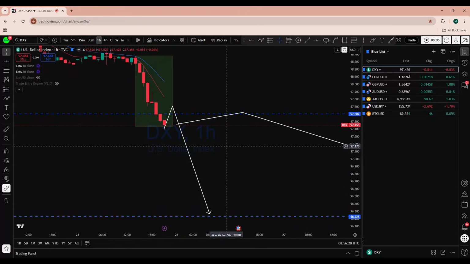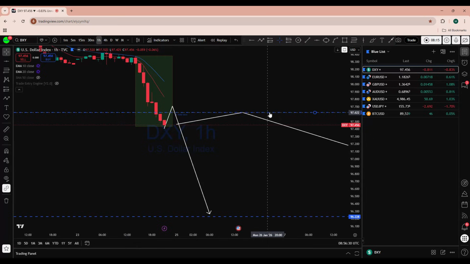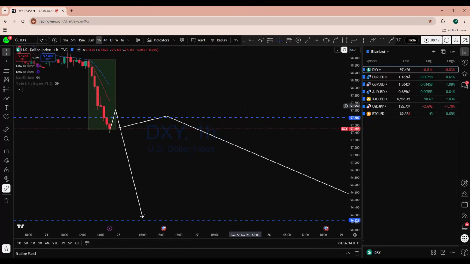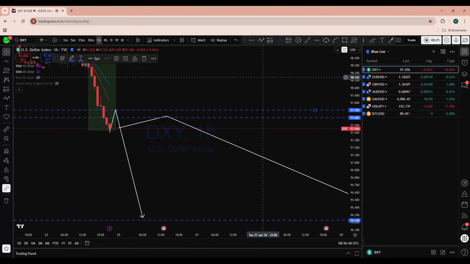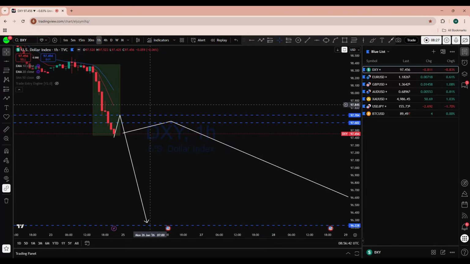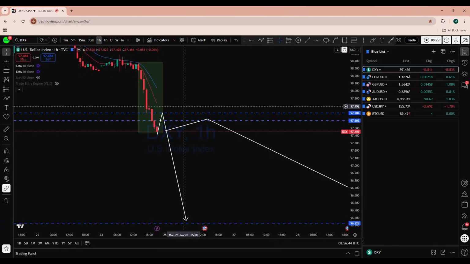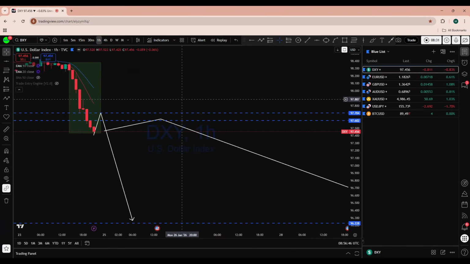Therefore, DXY is showing a significantly downtrending market from both the technical and fundamental perspective. So this is the zone that we can look for potentially with the weekly open, at 97.60 to 97.70. This is the level that could be a sell-off level for DXY this week with market open.